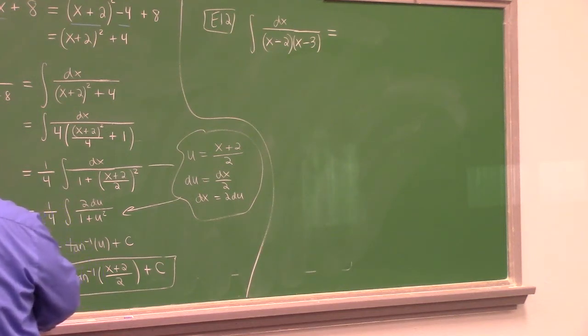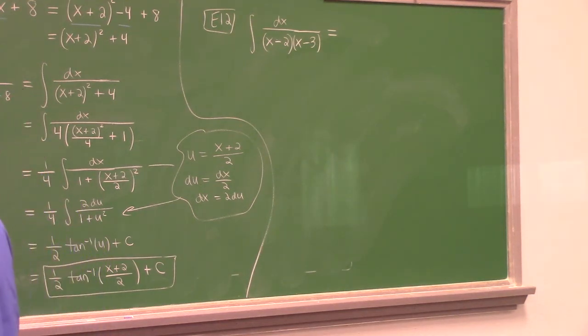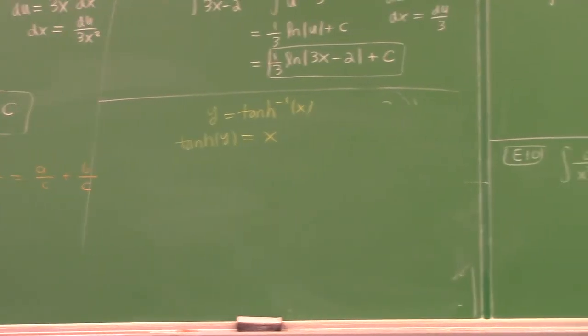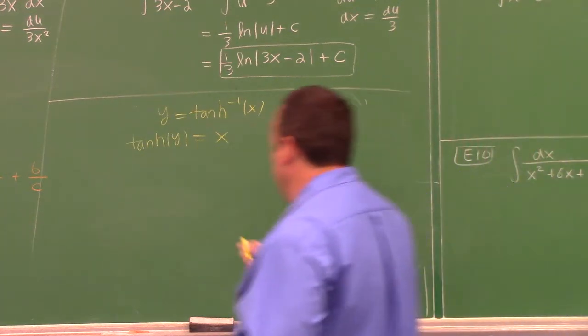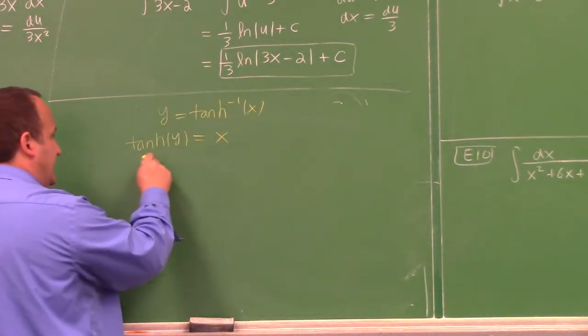I don't want to erase anything here. I can do it over here. So we start out with y equals the inverse hyperbolic tangent of x. We take the tangent of both sides: tangent of y is equal to x, right? Then we differentiate it. What do we get? What's the derivative of tangent? The derivative of tangent is hyperbolic secant squared.